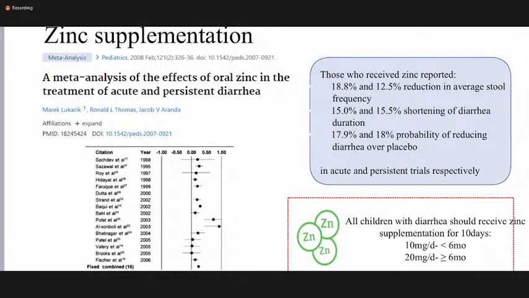Zinc has been recommended over the last several years now, almost 10 years. So studies clearly showed that using zinc reduced the stool frequency, it reduced the diarrhea duration, and the interesting fact was that it also reduced subsequent episodes of diarrhea. So the dose is usually 10 milligrams of zinc per day in infants under the age of 6 months, and 20 milligrams per day for those over the age of 6 months.